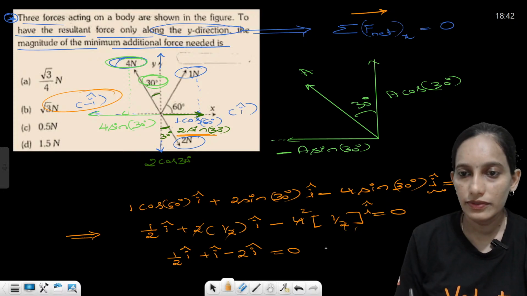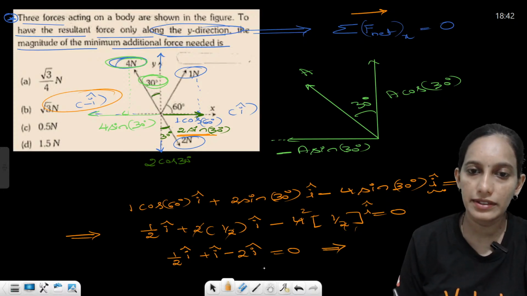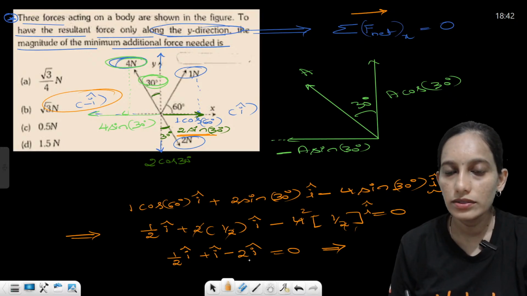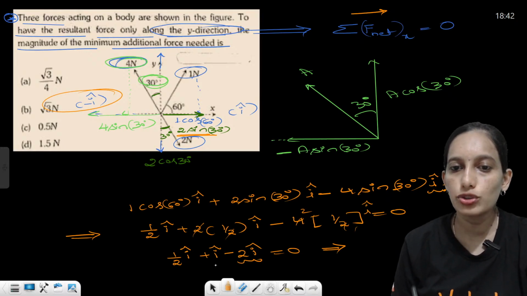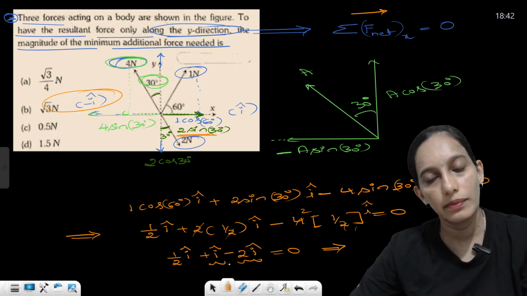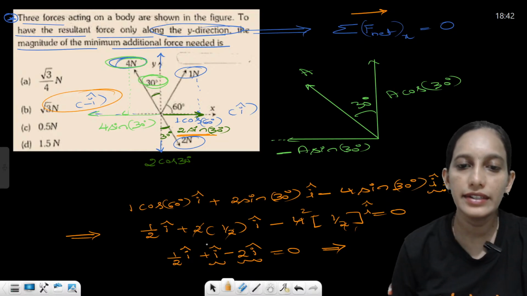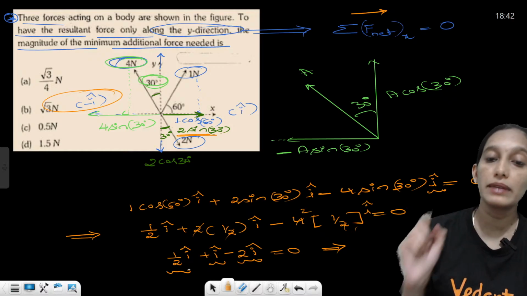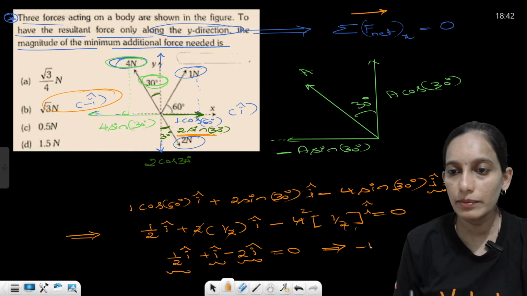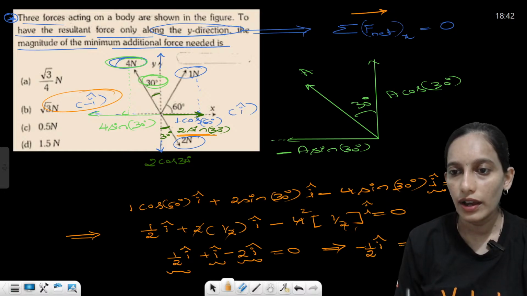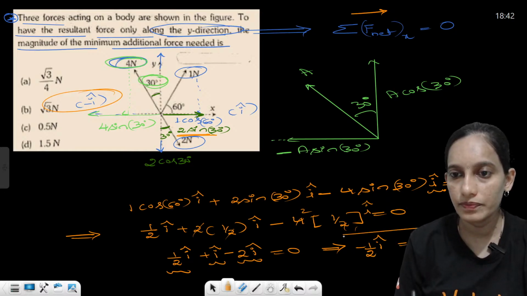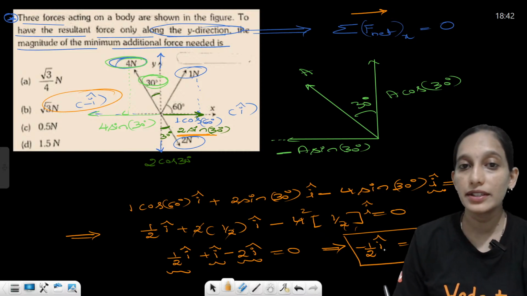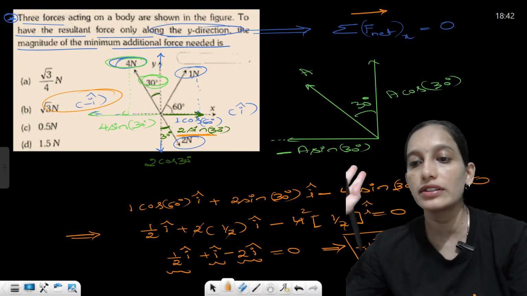Or if we simplify this further, what do you get? See here, minus 2 i cap plus i cap will give you minus 1 i cap, and here 1 plus half, it is like 1 plus half, correct? I mean minus 1 plus half, which is just going to give me minus half i cap is equal to 0. Correct? Minus half i cap is equal to 0. So this minus half i cap is equal to 0, what does it mean?